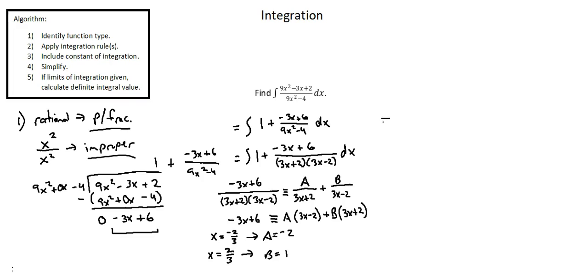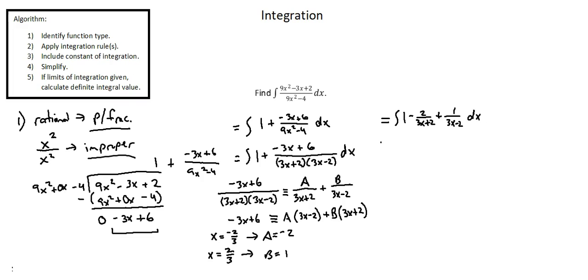And now I'll rewrite my integral. The integral of 1 plus the first fraction, A over 3x plus 2. A is negative 2, so we have minus 2 over 3x plus 2, plus B over 3x minus 2. B is 1, thus plus 1 over 3x minus 2 with respect to x.